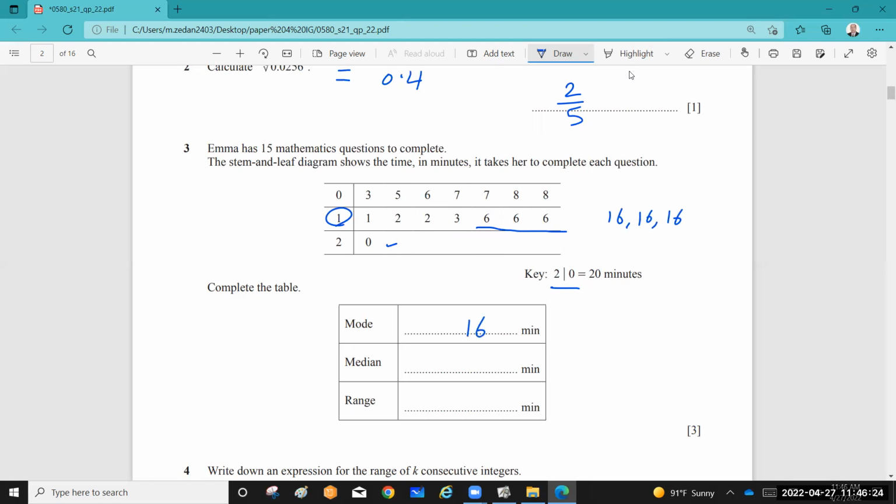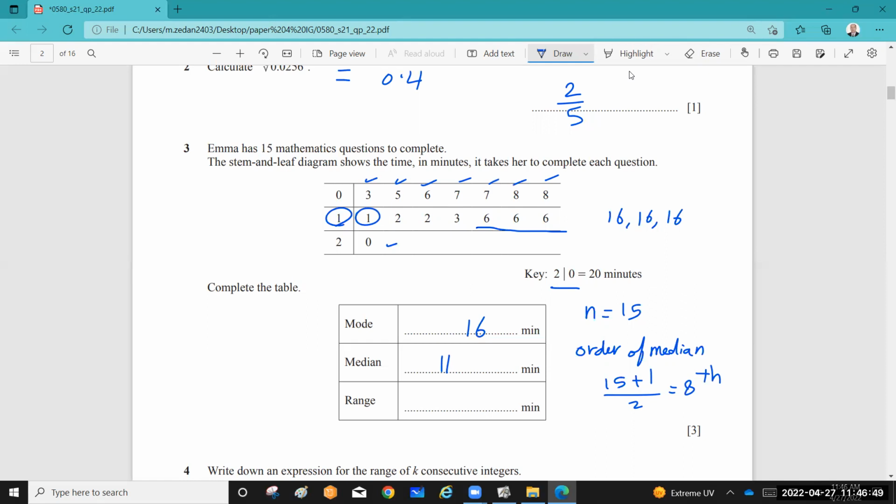The median is the middle value. We have n equals 15, so the position of the median is (15 plus 1)/2, which gives you the 8th value. If you count to the 8th value, 1, 2, 3, 4, 5, 6, 7, 8, this value, so the median is 11.